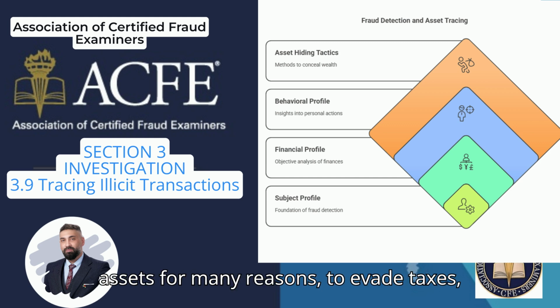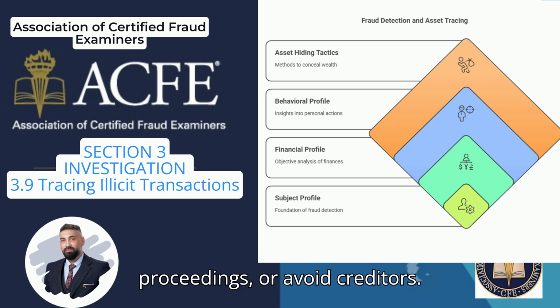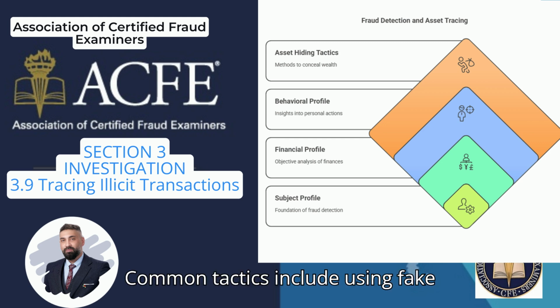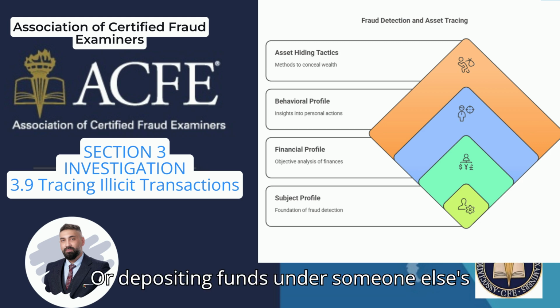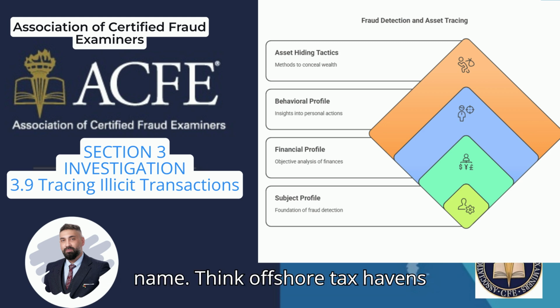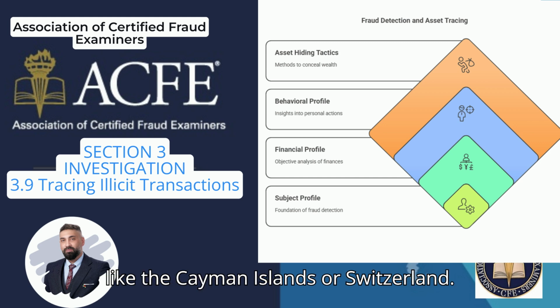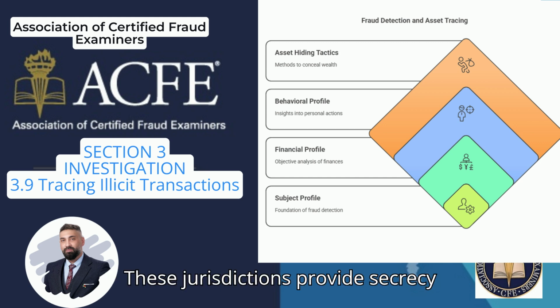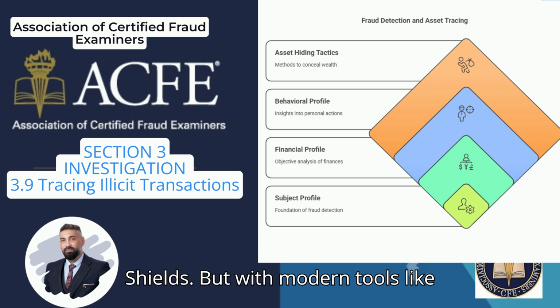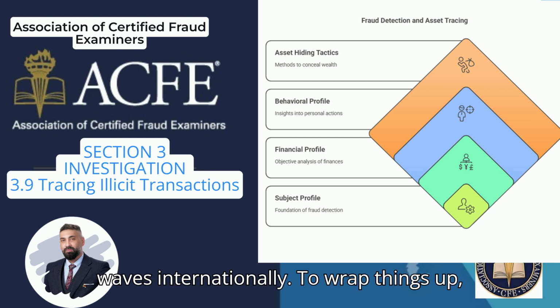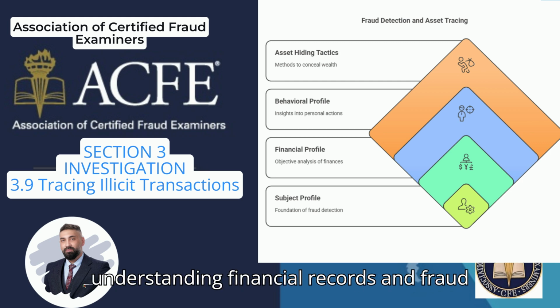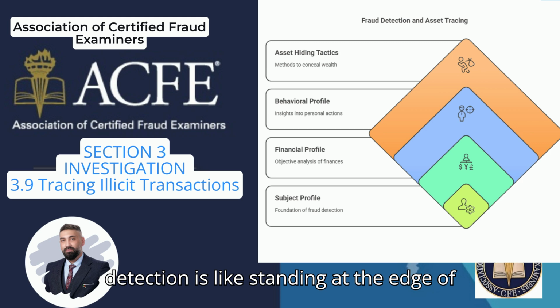Now onto uncovering hidden assets, a topic rich with mystery. People hide assets for many reasons: to evade taxes, shed liability during divorce proceedings, or avoid creditors. Common tactics include using fake transfers, hoarding physical cash, or depositing funds under someone else's name. Think offshore tax havens like the Cayman Islands or Switzerland. These jurisdictions provide secrecy shields, but with modern tools like subpoenas and mutual legal assistance agreements, fraud examiners are making waves internationally.